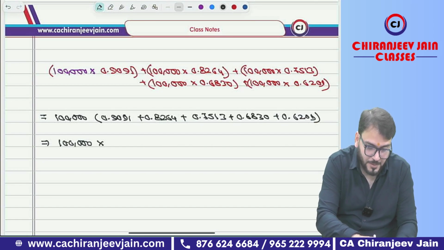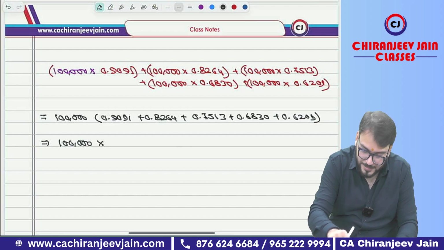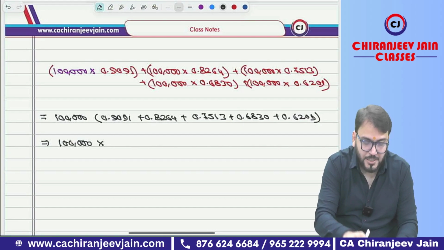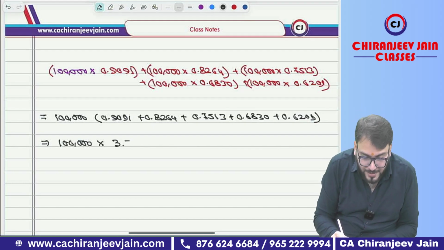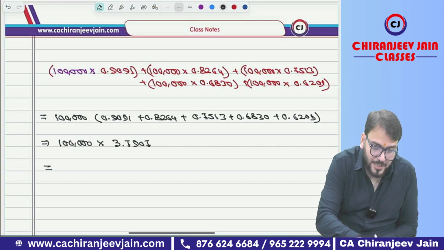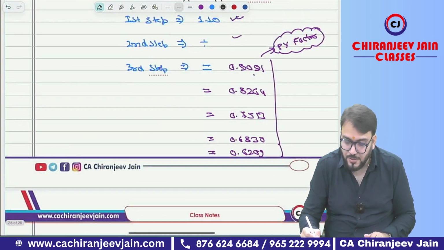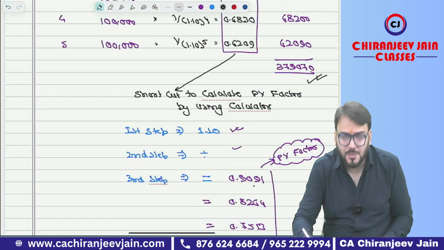Oh, I've done some mistake. Once again. 0.9091 plus 0.8264 plus 0.7513 plus 0.6830 plus 0.6209 is equal to what? We will say 3.7907. Just check now what is the answer. Into 1 lakh you will do. It will be 3,79,070. What was your answer? 3,79,070. The same answer will come, sir.